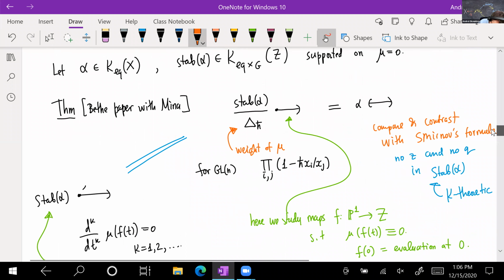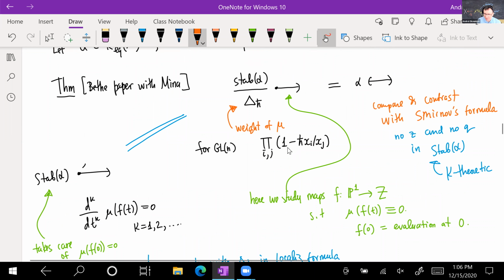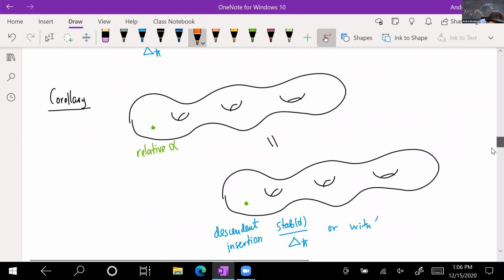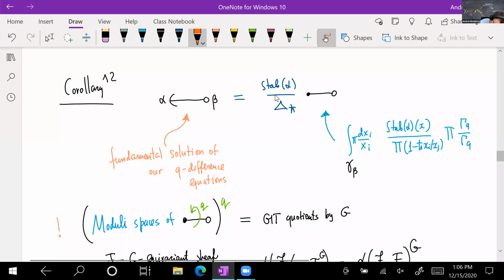So this is the theorem, which I kind of explained how the proof goes. From this theorem, you conclude that if instead I take the non-singular condition at infinity, the equality is still true. Then you have a matrix where one side is relative, the other is non-singular, and that we know is a fundamental solution of q-difference equations. On the other hand, the other side is some integral, where the stable envelope is just the integrand.